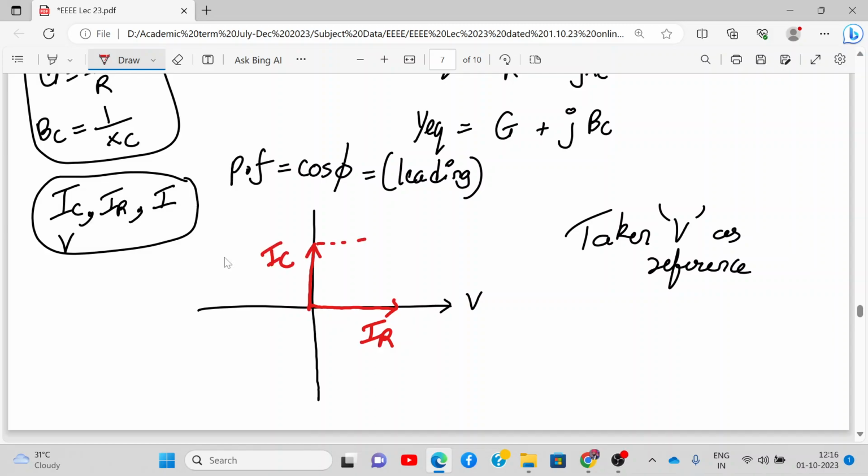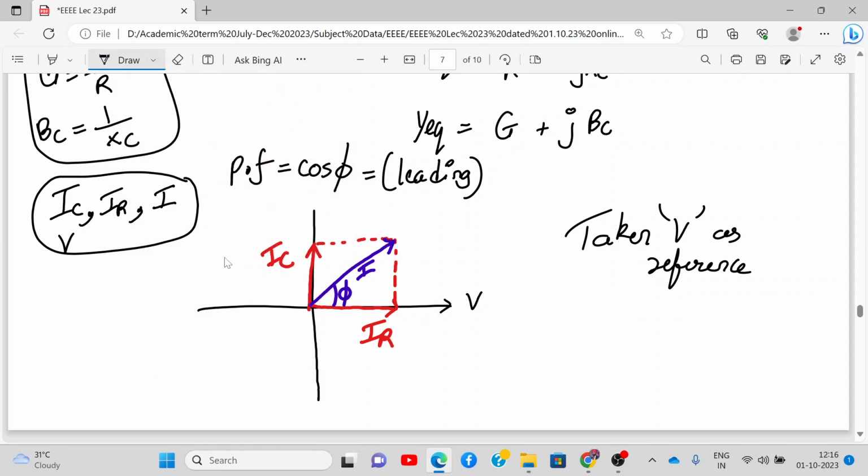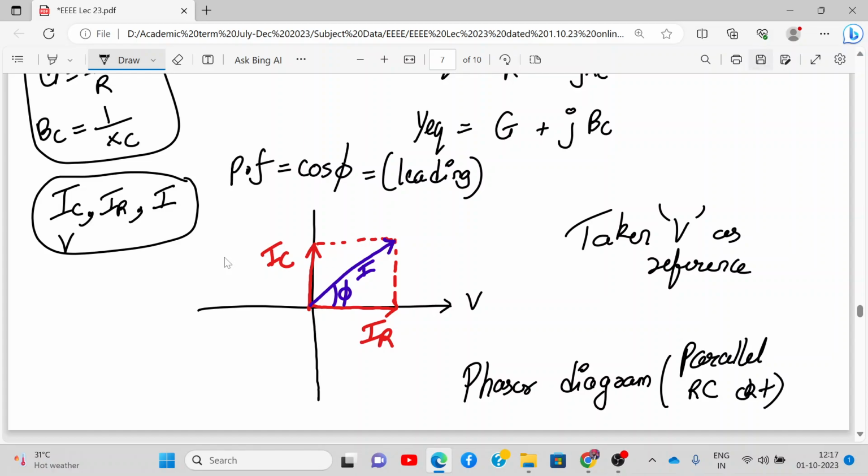What will be the resultant? You take this dotted line and this dotted line and mark the resultant current, let me take another color, this is I. And what is my phase angle between V and I? This is phi. So this is my phasor diagram for the parallel RC AC circuit. Understood how we have drawn this, or do you have any doubts?